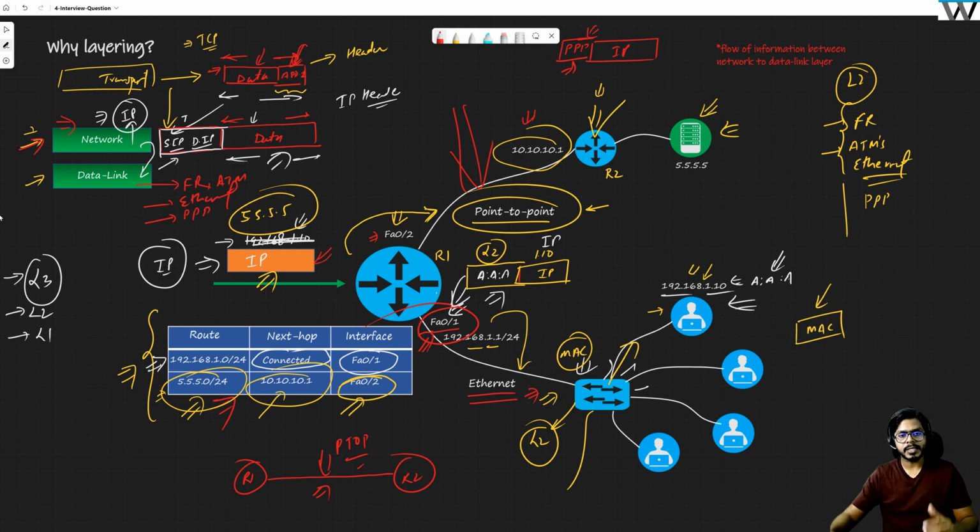It is the responsibility of this device to first check which data link layer I want to go out on. Once it is decided, okay, I want to go over point to point, then the point-to-point header is required. If I want to go over Ethernet, then the L2 Ethernet header is required, right? Otherwise, this system is not going to work, and that is why we need different addressing mechanisms.